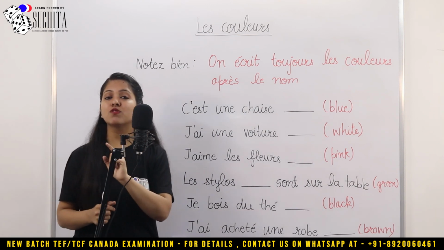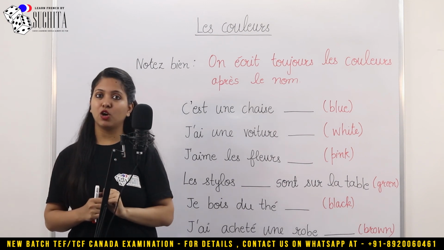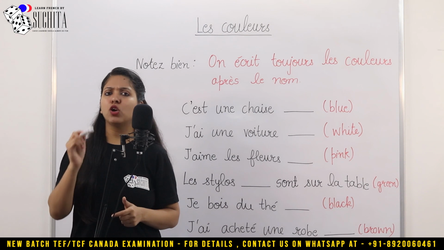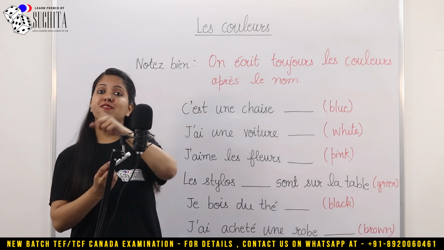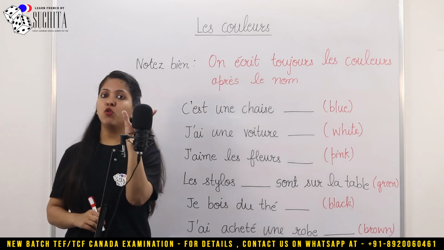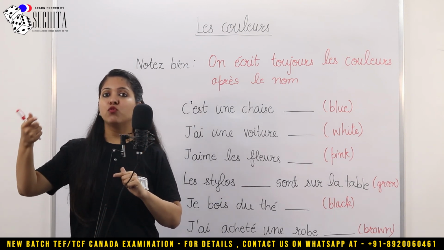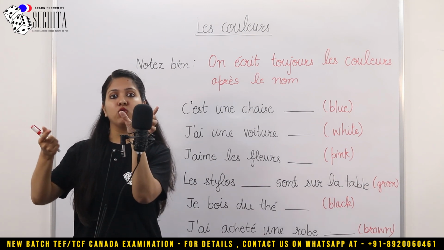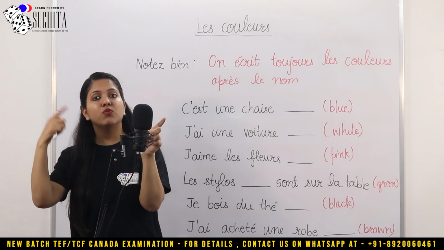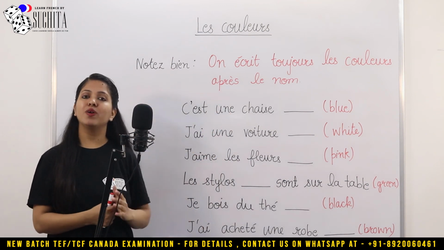So in French, you will not say this is a blue chair. You will say this is a chair blue. Okay. If I want to say a red pen or a red marker, you will not say a red marker in French. You will say a marker red. It's always the opposite. So you write your noun first, followed by your color, and also that color would be in accordance to the noun. That means if the noun is feminine or if the noun is plural, your color will also be feminine or plural. Okay. Now here I have written few examples.